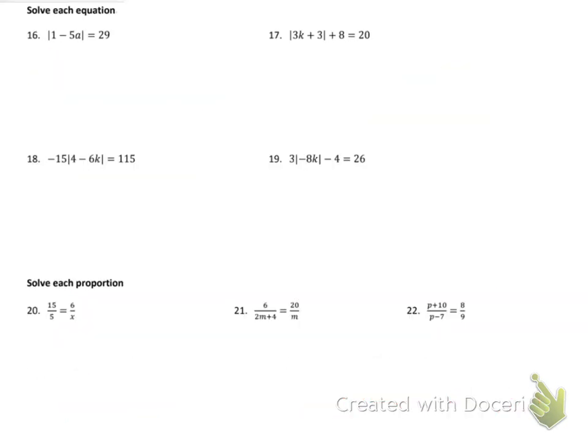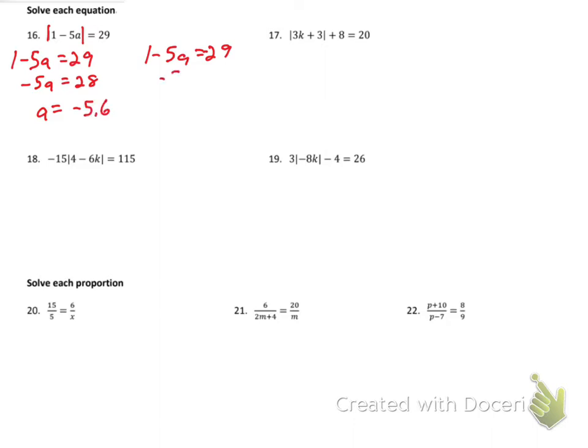All right, solve each equation. Remember, when you have these absolute value bars, you have to have two equations. So we are going to set this equal to 1 minus 5a is equal to 29, and then 1 minus 5a is equal to negative 29. And then we just solve from there. So negative 5a is going to be equal to 28. If I divide by negative 5, a is going to be negative 5.6.